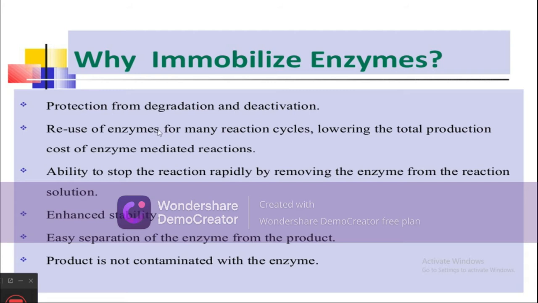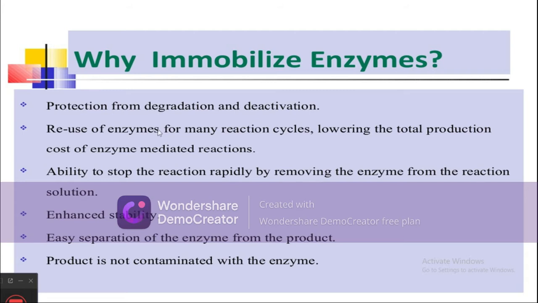Then the next thing is enhancing the stability of the enzymes. You know that enzymes are very heat labile, temperature labile, and cold labile, and sensitive to other conditions like concentration and pH. So that is why immobilizing the enzyme is very important, because it enhances the stability of the enzyme. It also allows easy separation of the enzymes from the products.